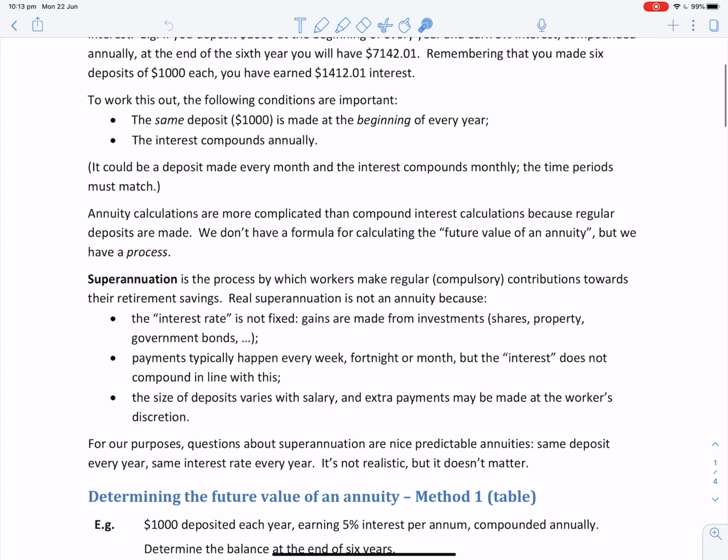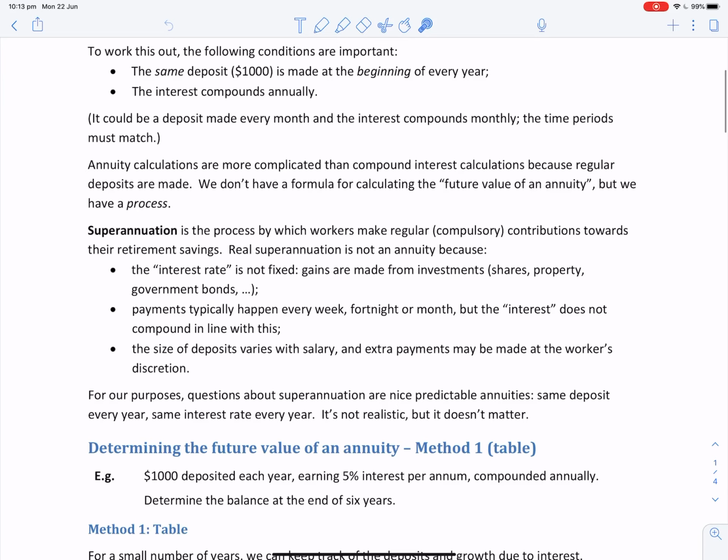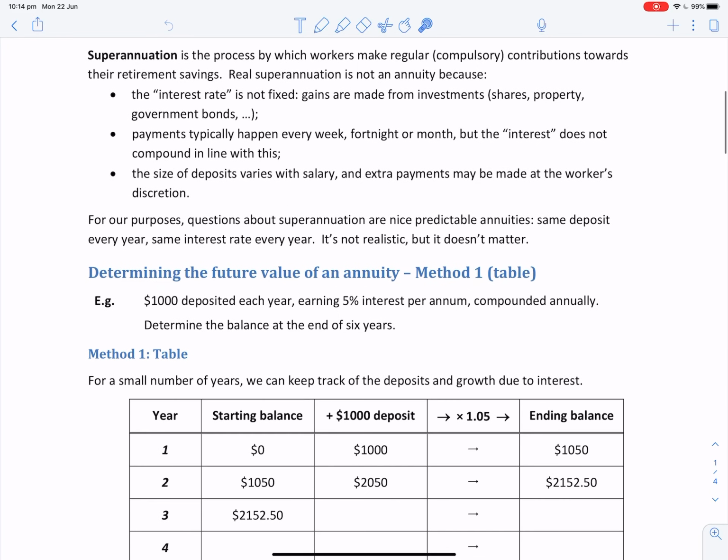So the particulars of the conditions are that the same deposit is made at the beginning of every year and the interest compounds annually. Now, different questions can have different conditions. It's important to read them carefully, and it means that there's no one-size-fits-all approach here. Annuity calculations are much more complicated than compound interest calculations because of the regular deposits. We don't have a formula for calculating the future value of an annuity, but we do have a process demonstrated here today.